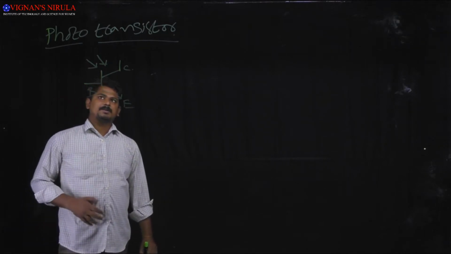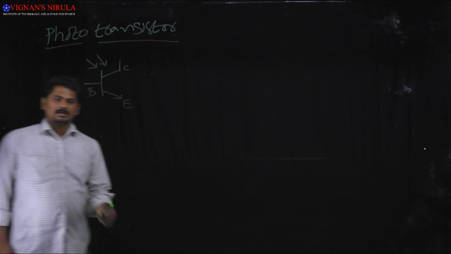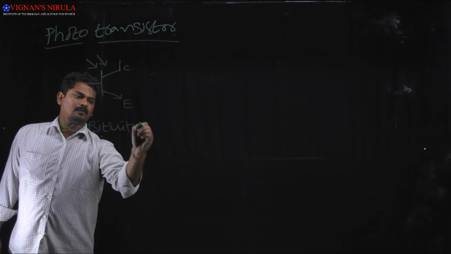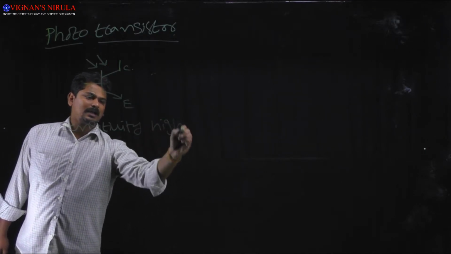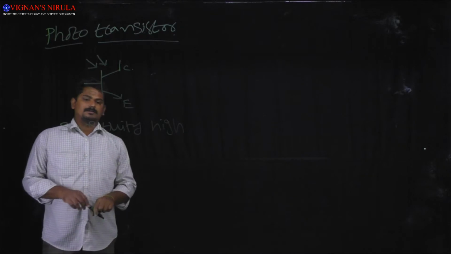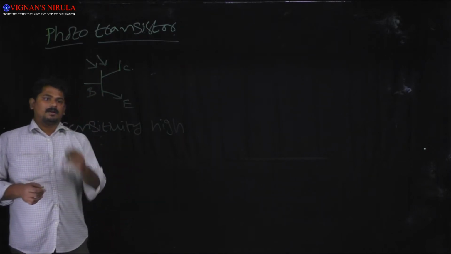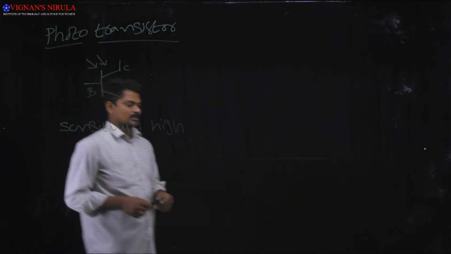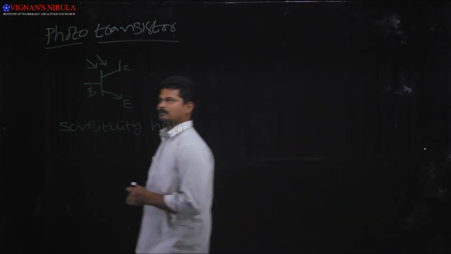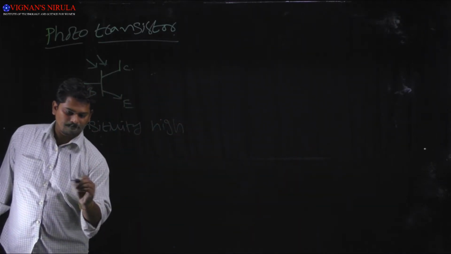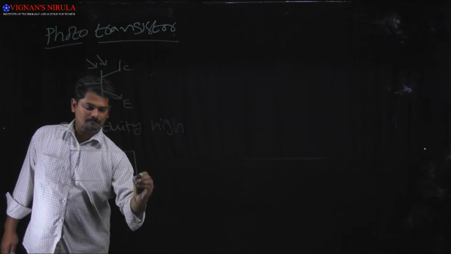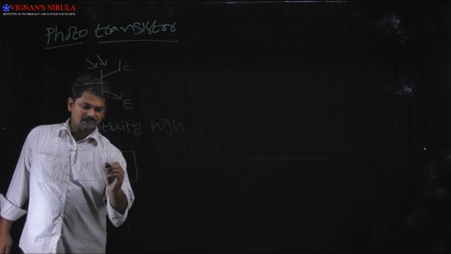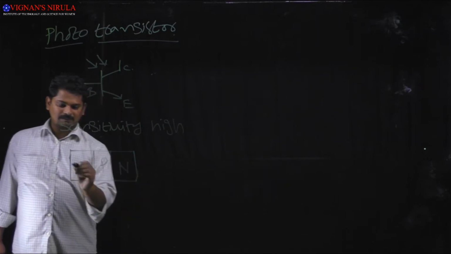So mainly the difference between your phototransistor and photodiode is that the sensitivity of your phototransistor is higher than your photodiode. And if you see the schematic representation of your phototransistor, it will be like this: a P-type semiconductor and N-type semiconductor.